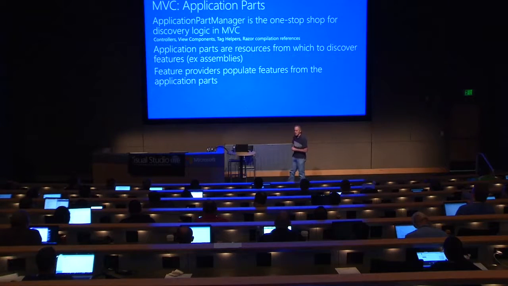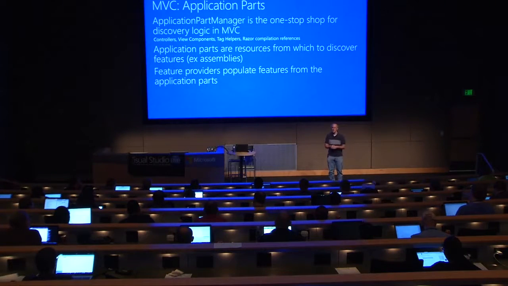Application parts, you can think of them as resources where stuff can be found from. Typically, they're going to be assemblies, but they don't have to be. They could be something else. We do provide an application part implementation that's just an assembly, where you say, I have another assembly I would like you to consider when discovering things.